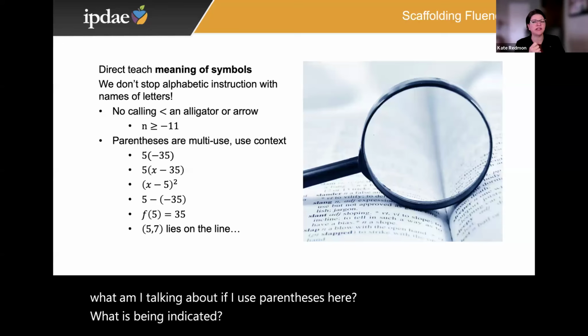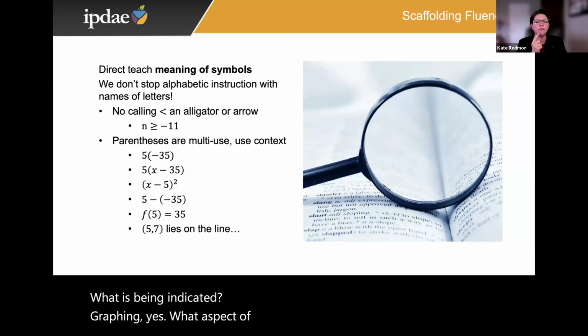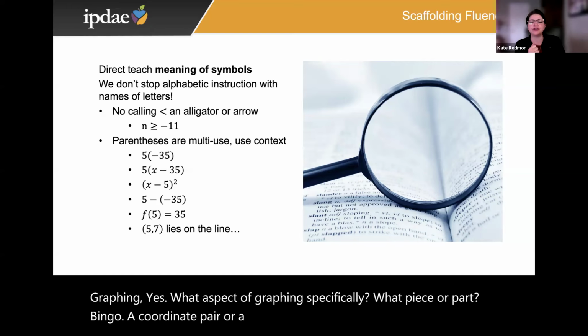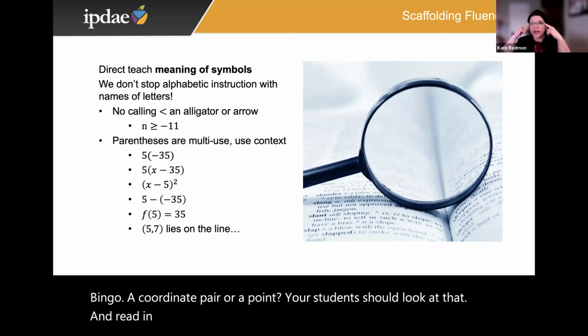Graphing, yes. What aspect of graphing? Specifically, what piece or part? Bingo, a coordinate pair or a point. Your student should look at that and read in context, the point 5, 7 lies on the line. Can they verbalize that?